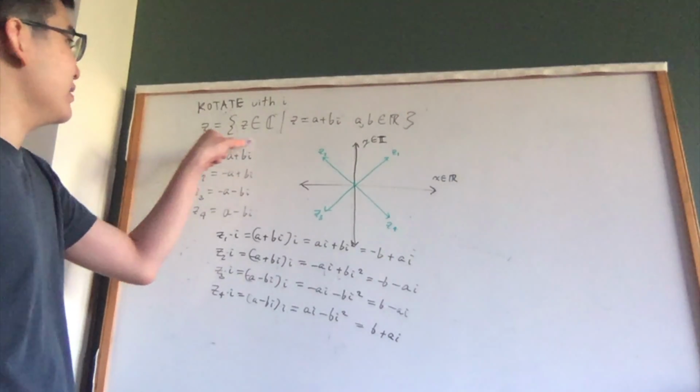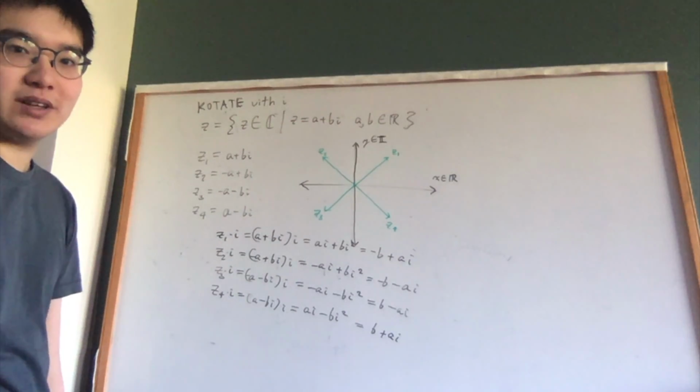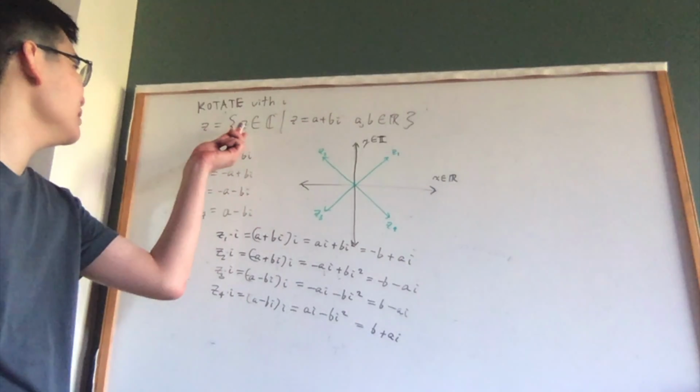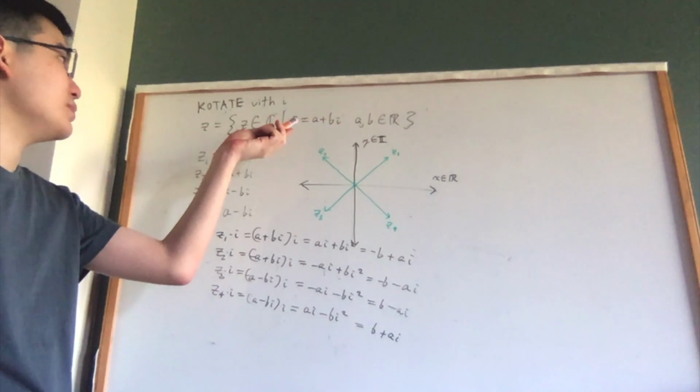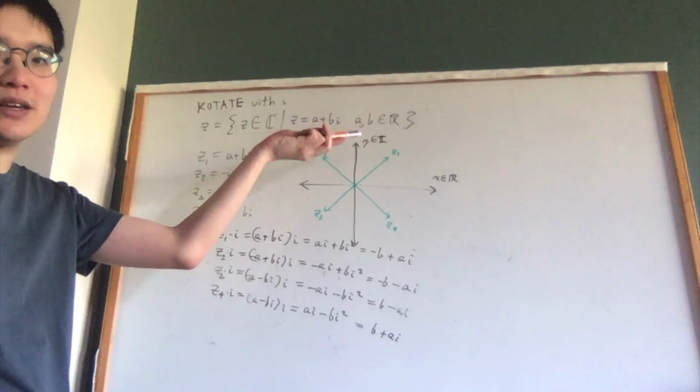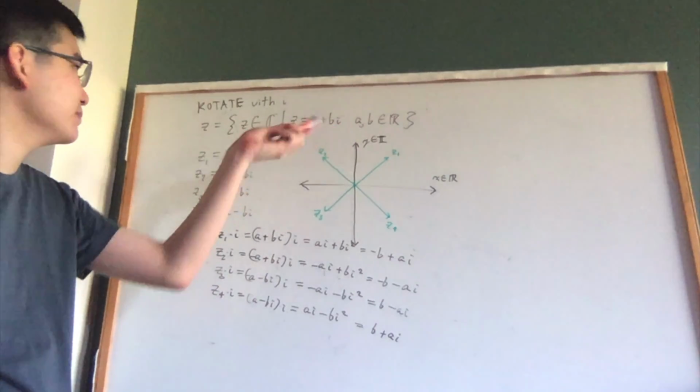And above here is set theory notation of how you represent the complex numbers. Out of curiosity, z is an element of the complex numbers where z equals a plus bi, given that a and b are elements of the real numbers.